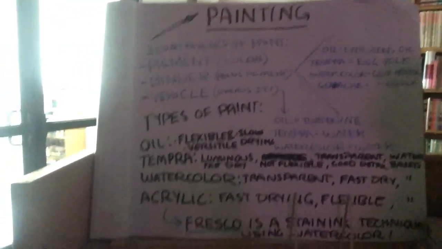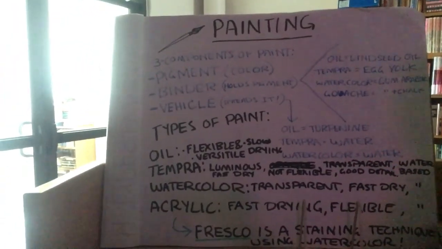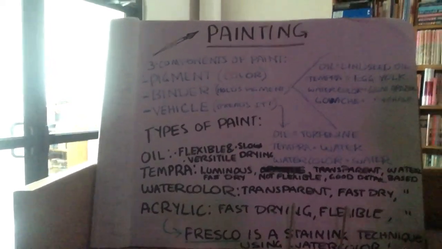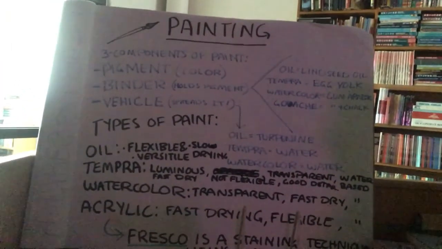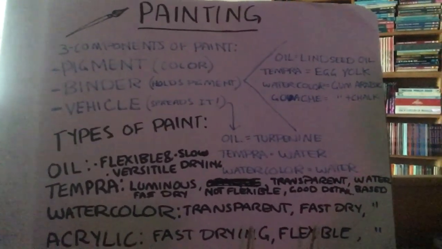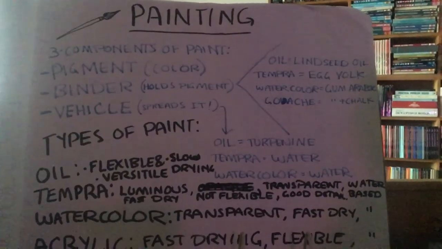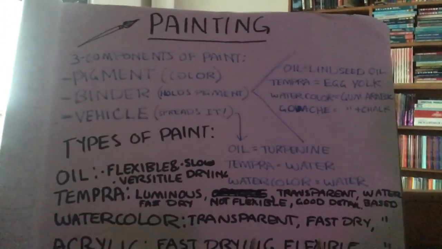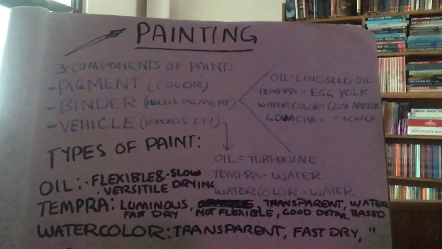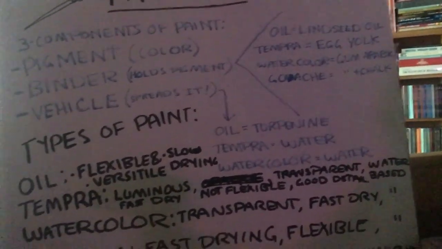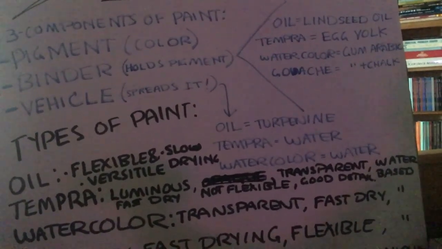Okay, so basically on the notes, you guys, it talks about the three components of paint: pigment, binder, and vehicle. The types of paint, which is oil, tempera, watercolor, acrylic, and fresco, and a little bit of the information about what the binders are for each of them and how that works. So hopefully you're able to see all that.